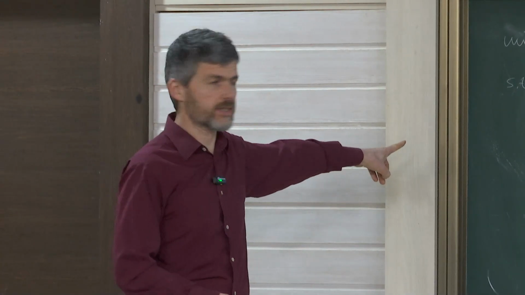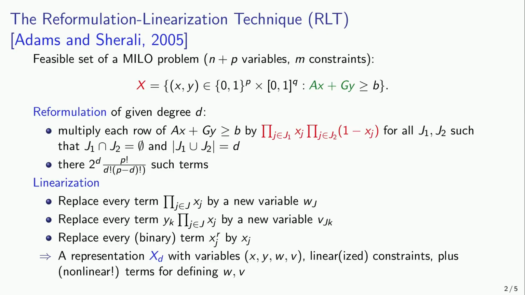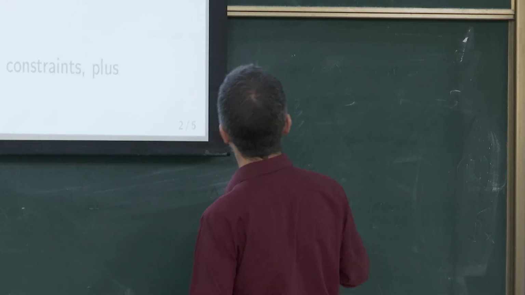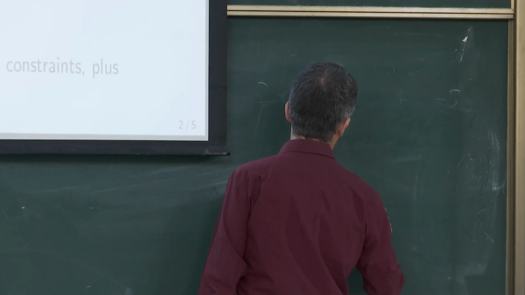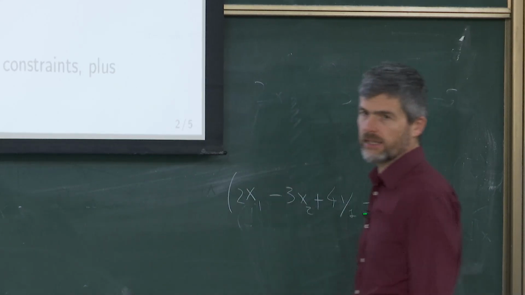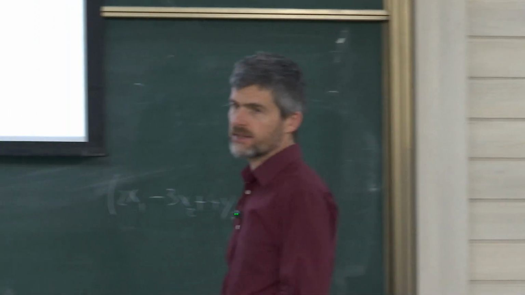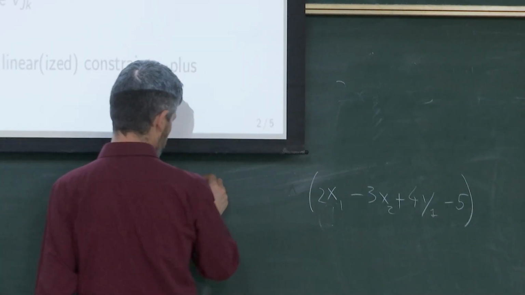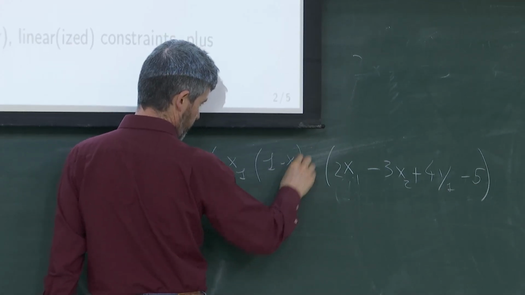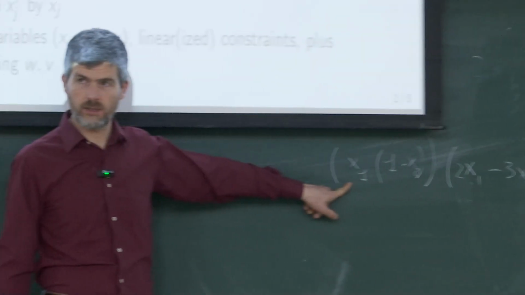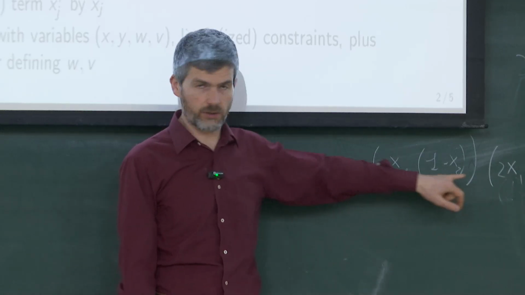If we wanted to apply this technique to this problem, we would have to start with the following. The first constraint is 2x1 minus 3x2 plus 4y1 minus 5, and we multiply it by a product of that form whose degree is d. So we need to start with the d. Let's say that d is equal to 2. And let's take the first term, which is, let's say, x1 times 1 minus x2. So this is the first product, and this is the second product. They don't need to be both non-empty. We could easily just have x1 times x2 and nothing else.